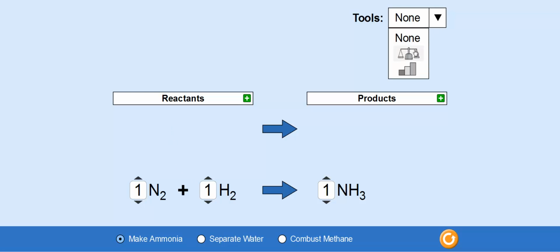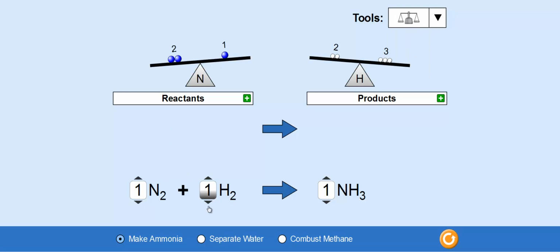Let me show you another way so you can see it. So 2 nitrogens on the reactant side. And how many nitrogens on the product side? We have 1 times 1. Remember, if there is no number beside an element, it means it's a 1. Let me write that down so you can see it. There is a 1 here. So 1 times 1 is 1. Therefore, you have 1 nitrogen.